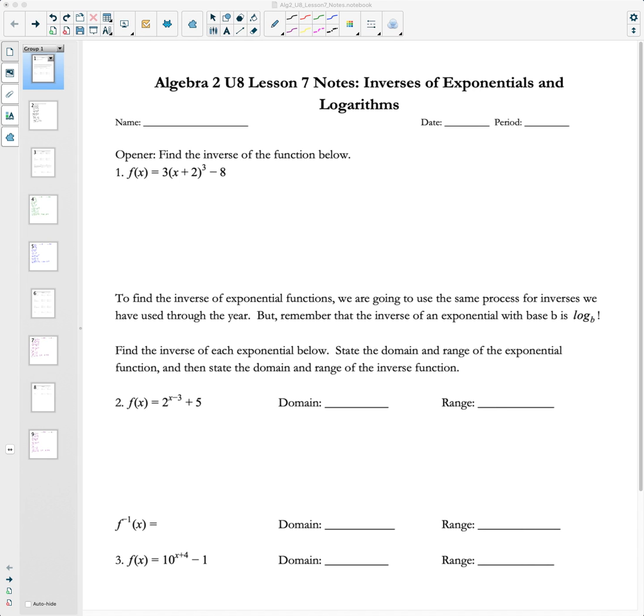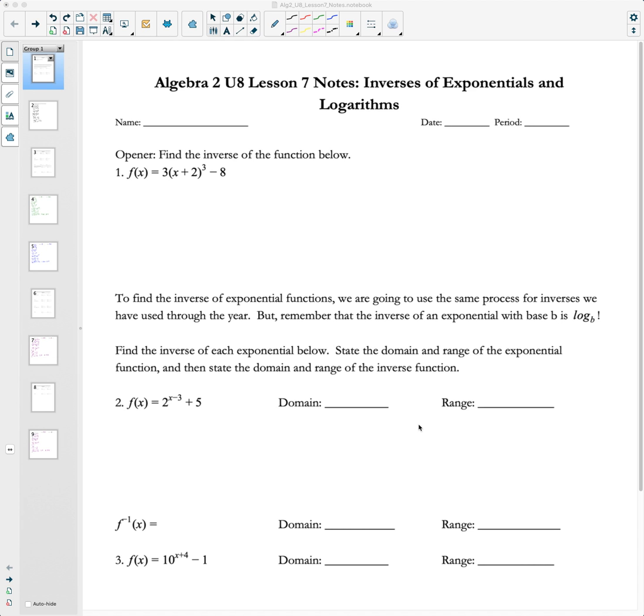And to do that, we're just really going to rely on some of the things that we already know about solving and finding inverses. And to get you thinking about that, what I'd like you to do is find the inverse of that cubic function there in our opener. So take a couple minutes to work that problem. When you're finished, check it through the fully worked notes online or by turning the video back on.